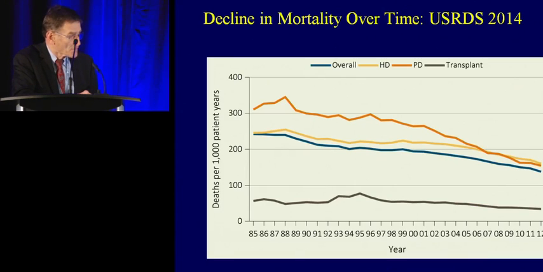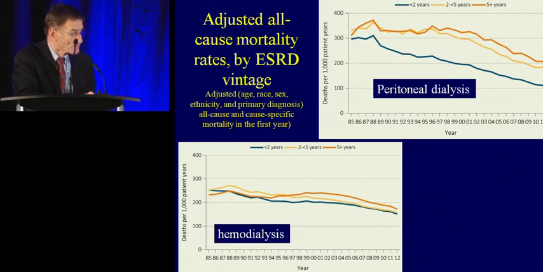Let me skip this. Okay, this I want to talk about. This shows the decline in mortality rate over time from the USRDS database. The PD is shown in the orange line, the hemo is shown in the yellow line. And you can see there's a really dramatic drop, more dramatic drop in PD outcomes than with hemodialysis outcomes. PD is getting better and better. And I'm going to talk about this tomorrow morning.